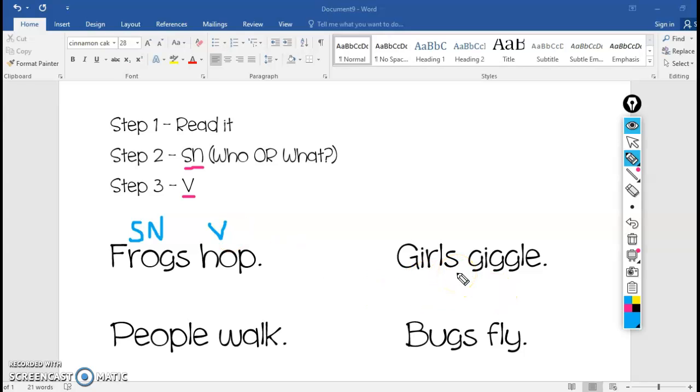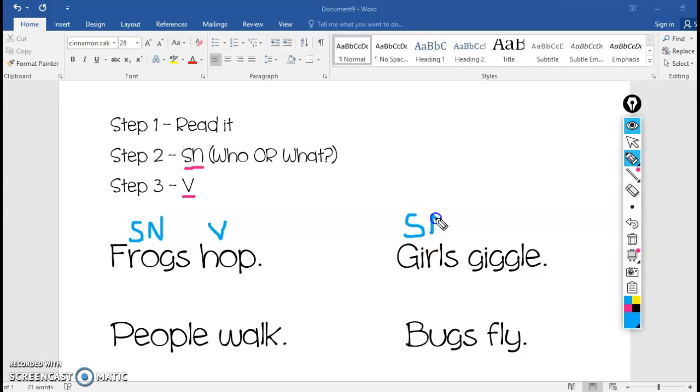So the next sentence is girls giggle. For step number 1, first I just read it. Girls giggle. Easy. Step number 2, I'm going to ask a question about the subject noun and then answer it. I notice the subject noun this time is girls, which is a person, so I'm going to use the question word who to go with it. So I read it, girls giggle. Who giggles? Girls. Subject noun.